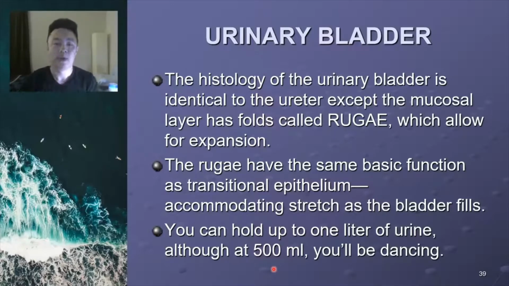Okay. The rugae have the same basic function as transitional epithelium, and it is accommodating stretch as the bladder fills. So that means that those rugae are folds, and as the urine is going in there, it stretches out and it pushes like air filling up a flattened balloon. You can hold up to 1 liter of urine on average in your bladder, although around 500, just halfway, you're probably going to go nuts and start dancing. You really need to go, right?